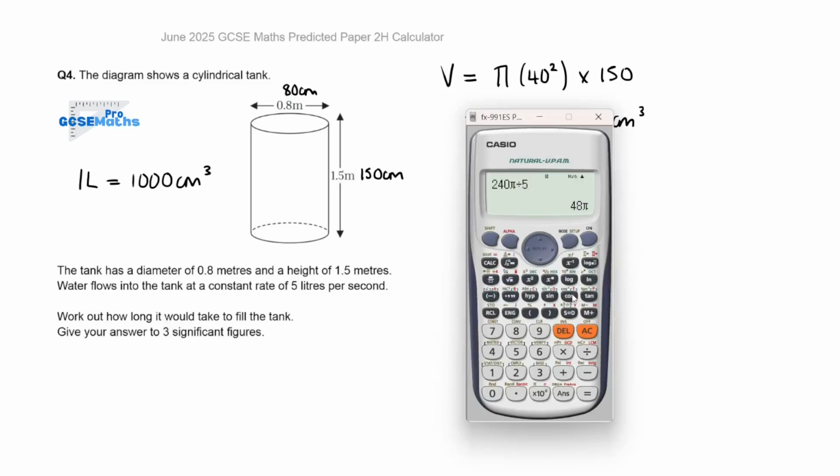However, this is now my final answer, isn't it? This is how long it would take in seconds. So let's convert it to a number now. They've said 3 significant figures, so that would be 151 seconds. And as you can see for this one, it's 3 marks.